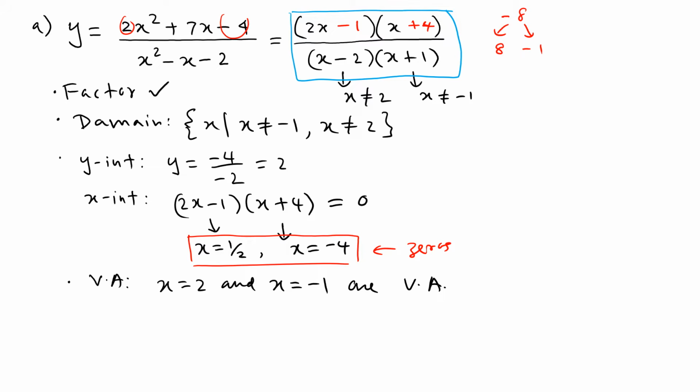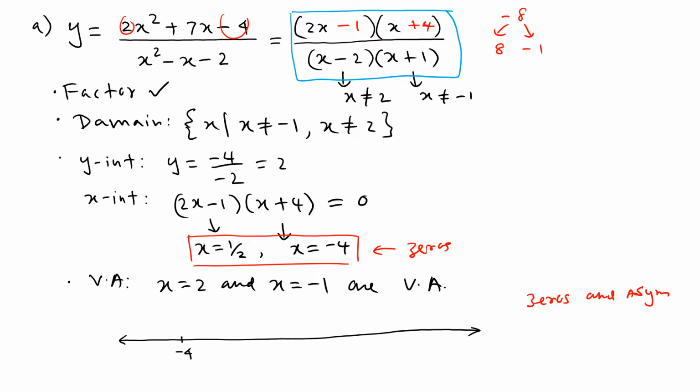After we get the vertical asymptote, we can do the sign diagram. That's the next step. We have zeros, so we're going to put zeros and asymptotes here. You can see there's -4, that's one number, and 1/2. You put zeros and asymptotes.